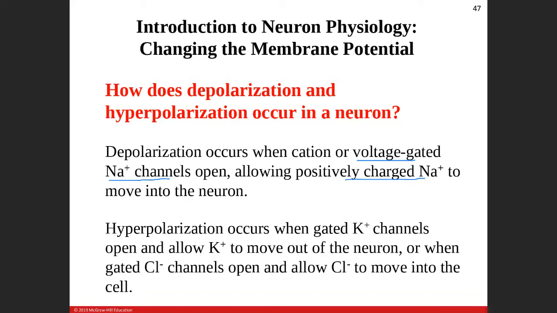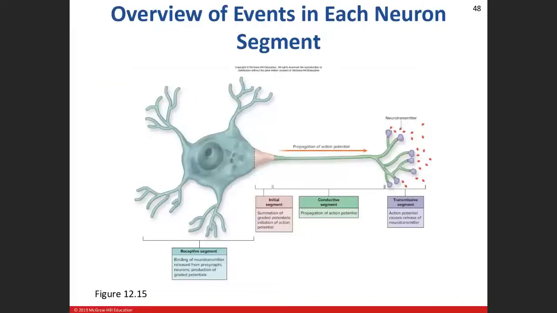Hyperpolarization, when we're dealing with the gated potassium channels opening up and potassium diffusing out, and also with the chloride channels opening up and chloride diffusing into the cell. And that's when we make the inside of the cell much more negative, past the resting membrane potential.